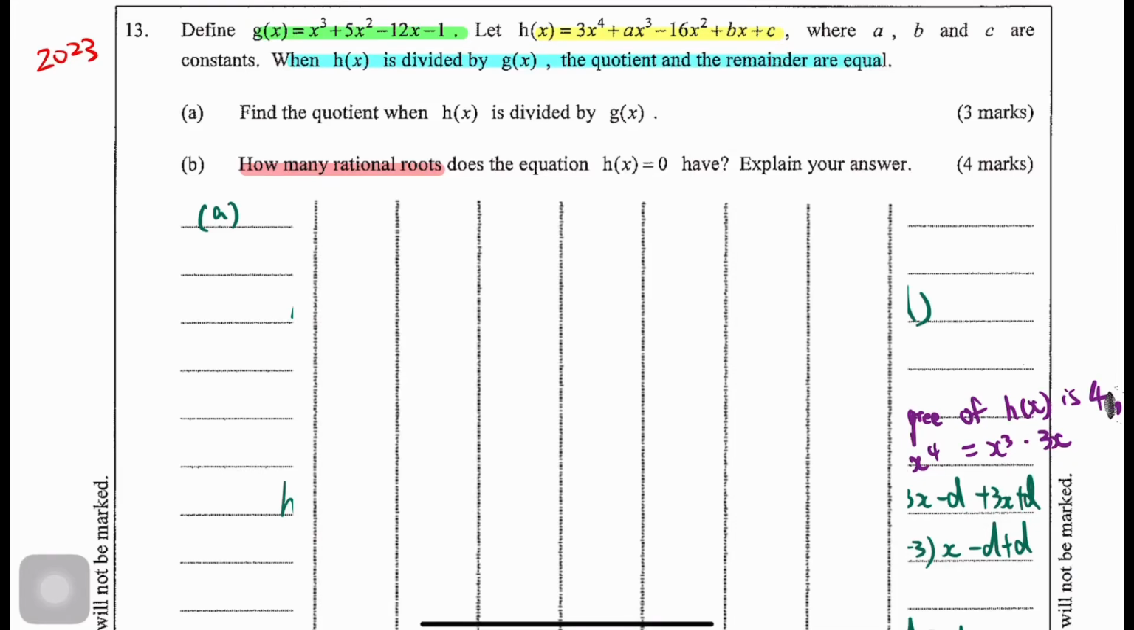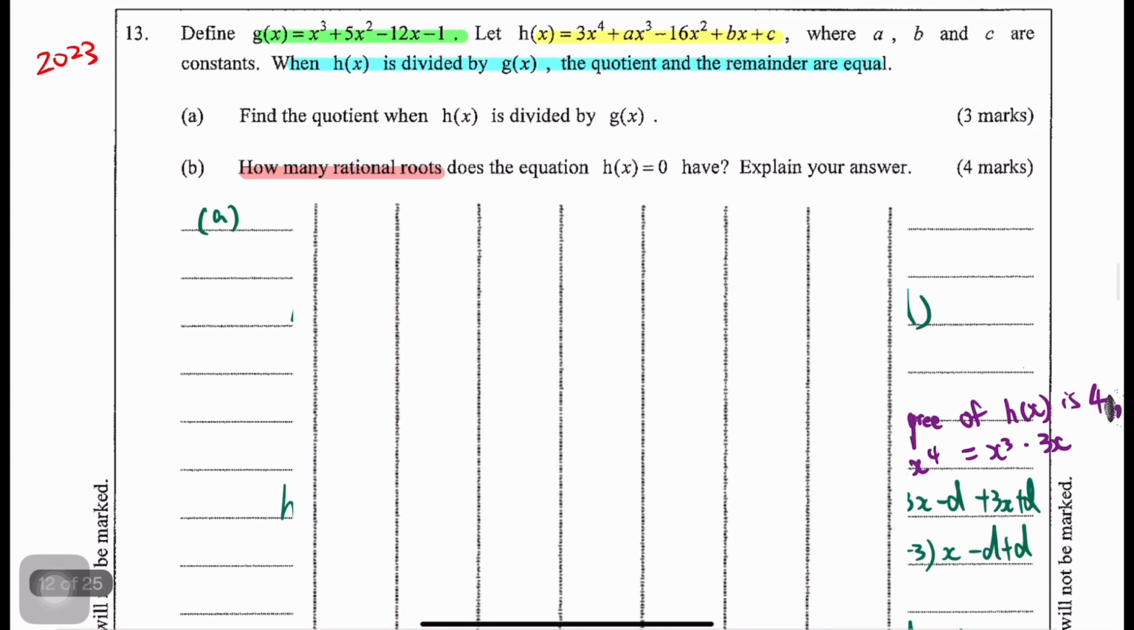Okay, comes to the last question, 2023. This one is the hardest in the DSE history. So we are given two polynomials, and it's telling you that when h(x) is divided by g(x), the quotient and the remainder are equal. So it means that when this polynomial is divided by this one, the quotient and the remainder are equal. Find the quotient when h(x) is divided by g(x).